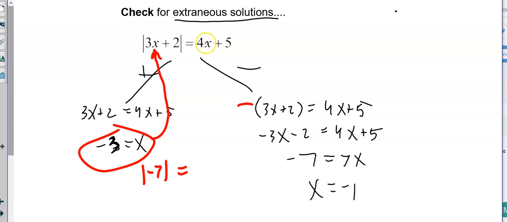here we plug in negative 3. You get negative 12 plus 5 is negative 7. Uh-oh. Absolute value of negative 7 is 7. 7 equals negative 7. That's not true. This is not a real answer.